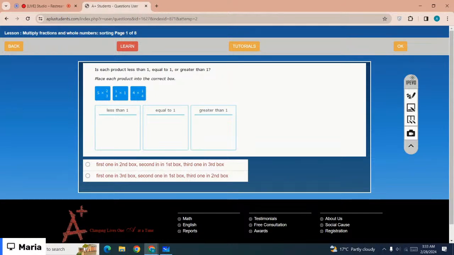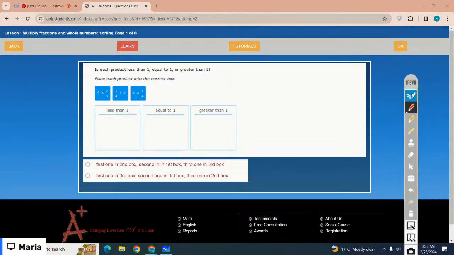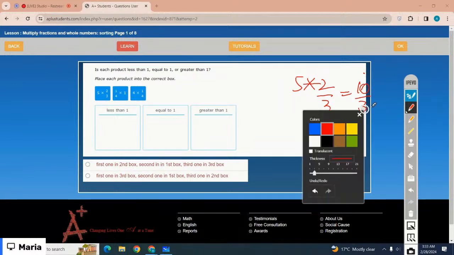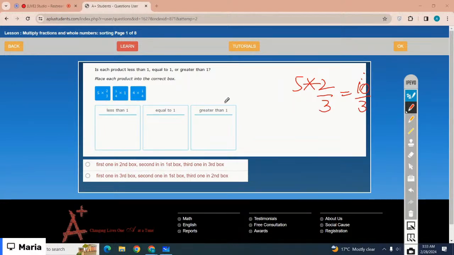So the first one, A, must be in the third box, because how do I know? 5 times 2 over 3: 5 times 2 is 10, right? That is 10 over 3. Numerator is greater than denominator. When the numerator is greater than denominator, that means obviously the fraction is greater than 1, right?